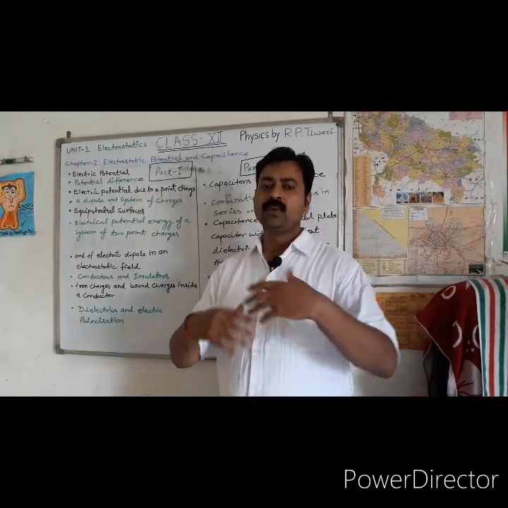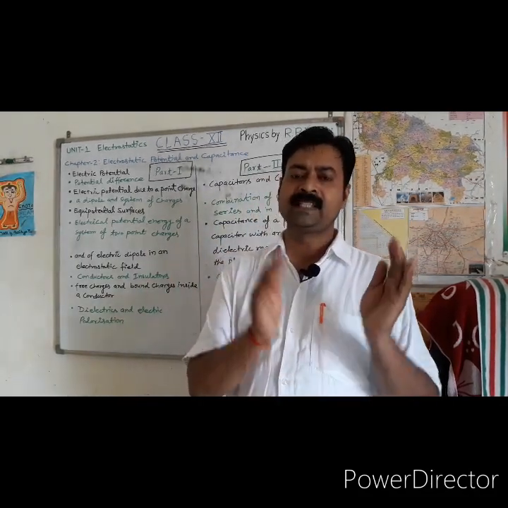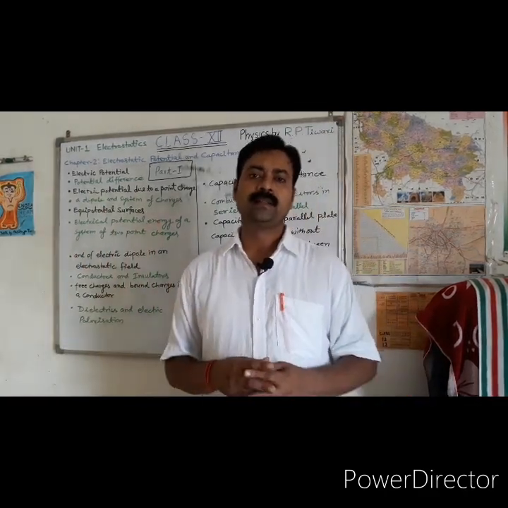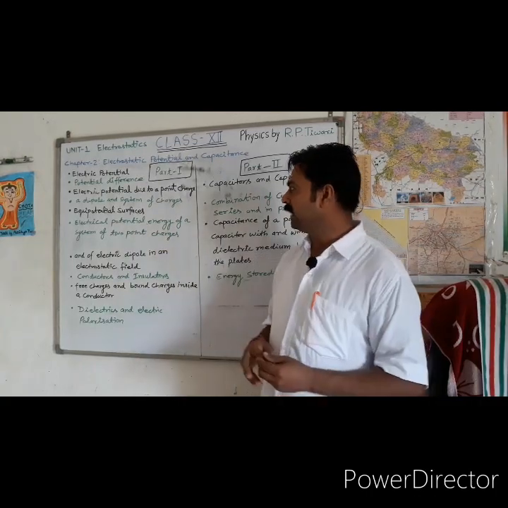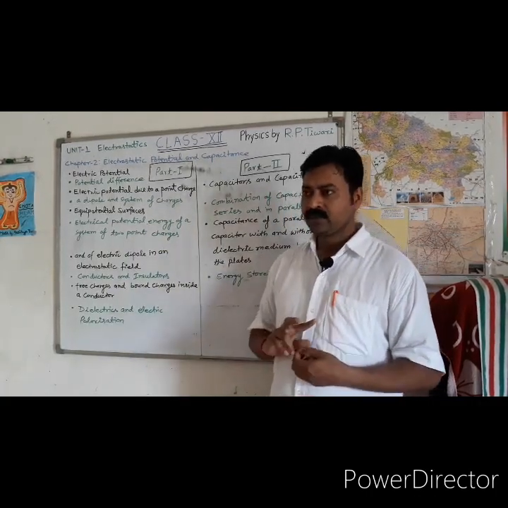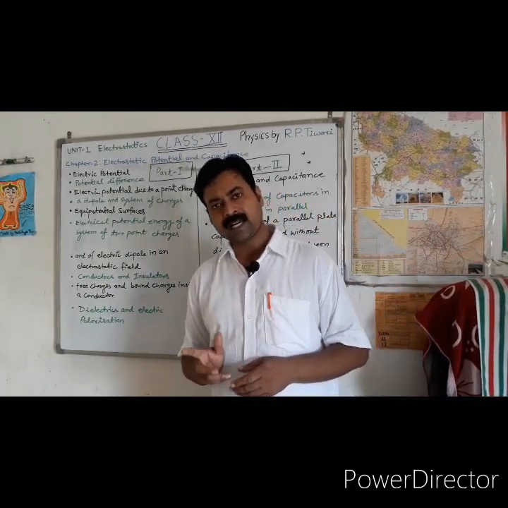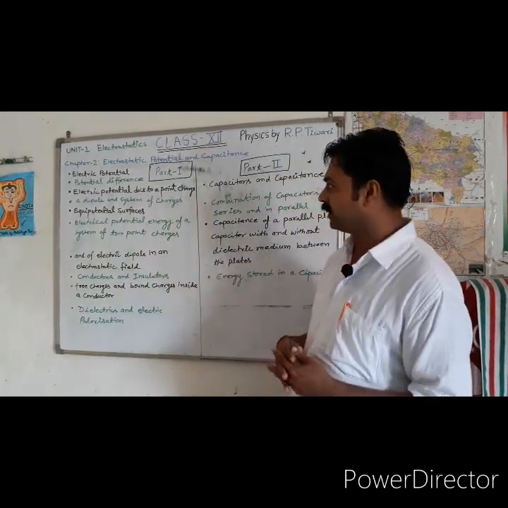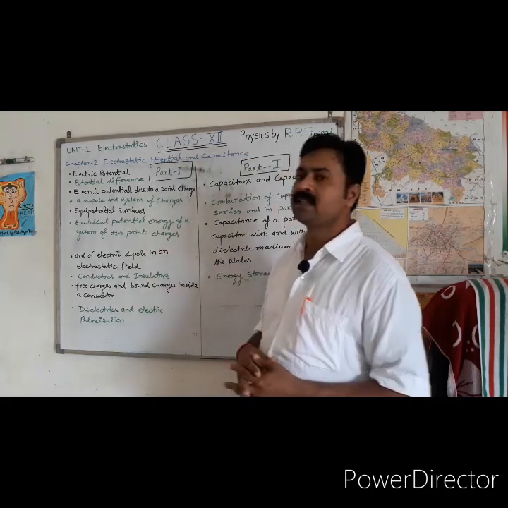A dipole and system of charges. If so many charges Q1, Q2, Q3 up to Qn act on a system, then we can calculate the net charge with the help of additivity and addition. The equipotential surface.